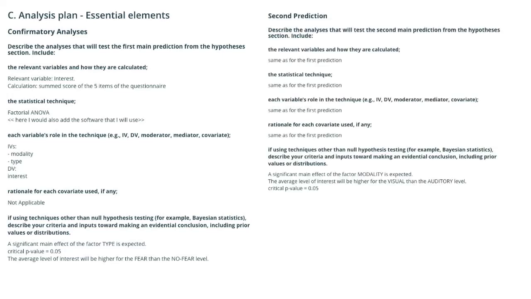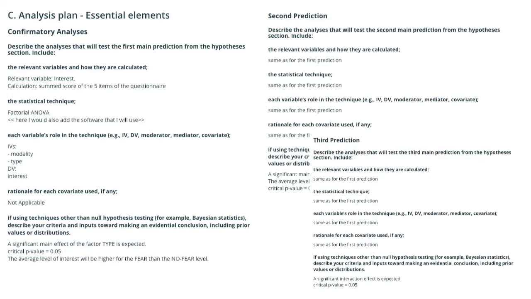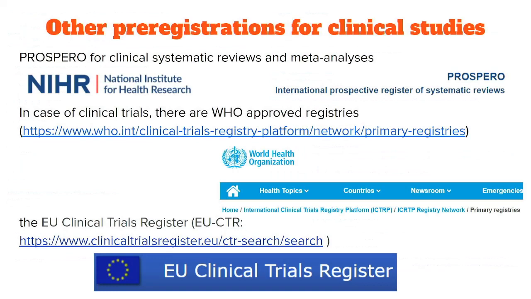The kind of analysis that you are going to do, which statistical technique you use, and this kind of stuff for all the predictions. And here there are some links that can be useful for different kinds of pre-registrations. As I said, there is not only AsPredicted and the OSF, there are many others depending on your kind of research.